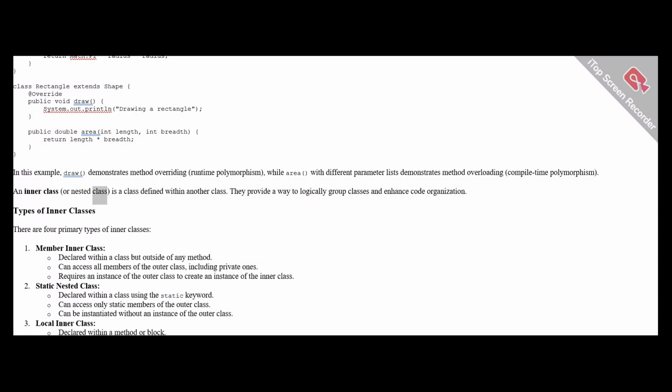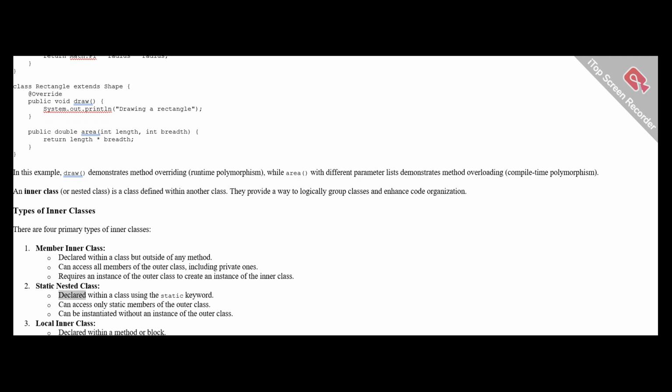An inner class, or nested class, is a class defined within another class. They provide a way to logically group classes and enhance code organization. Types of inner classes. There are 4 primary types of inner classes. Member inner class. Declared within a class but outside of any method. Can access all members of the outer class, including private ones. Requires an instance of the outer class to create an instance of the inner class.